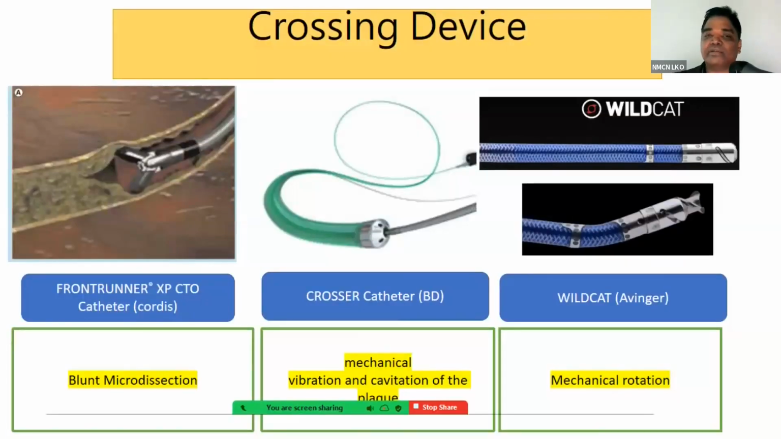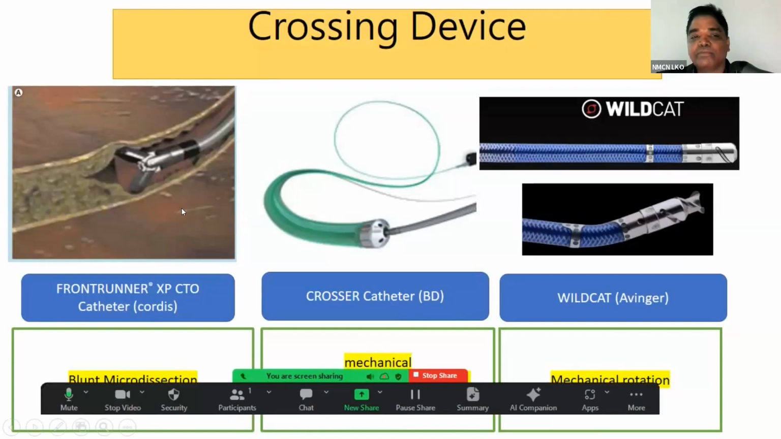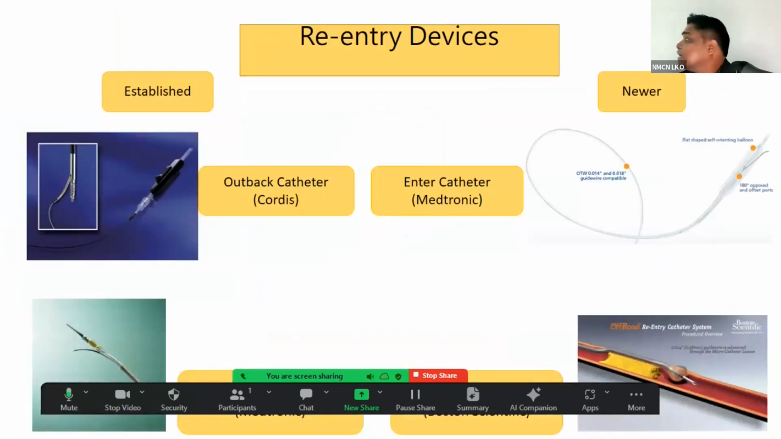A number of devices are available. You have crossing devices which help you to cross the plaque. Some of these are the Frontrunner from Cordis, the Crosser catheter from BD, and the Wildcat from Avinger, which cross with the help of blunt dissection and mechanical rotation. You also have re-entry devices, which help you to enter the true lumen once you've gone subintimal. Some of them have sharp cannulas through which a wire can be passed, so you can come back into the true lumen once again.